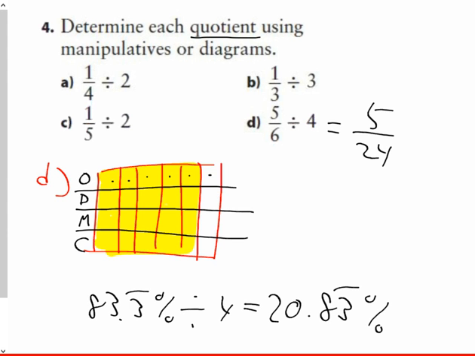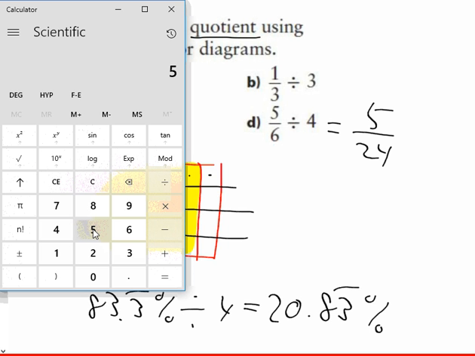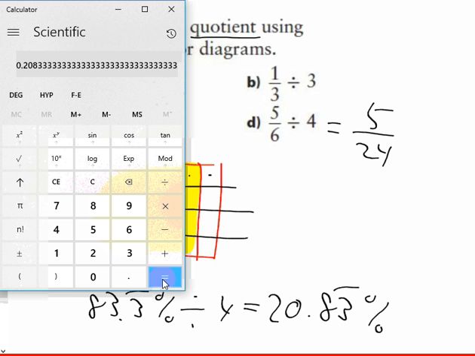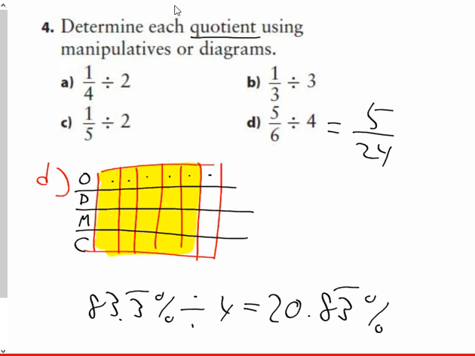20.83 repeating percent. What should equal 20.83 repeating percent? 5 divided by 24. If I change this fraction to a percentage, it should be 20.83%. And it is. So we do have equivalency with that.